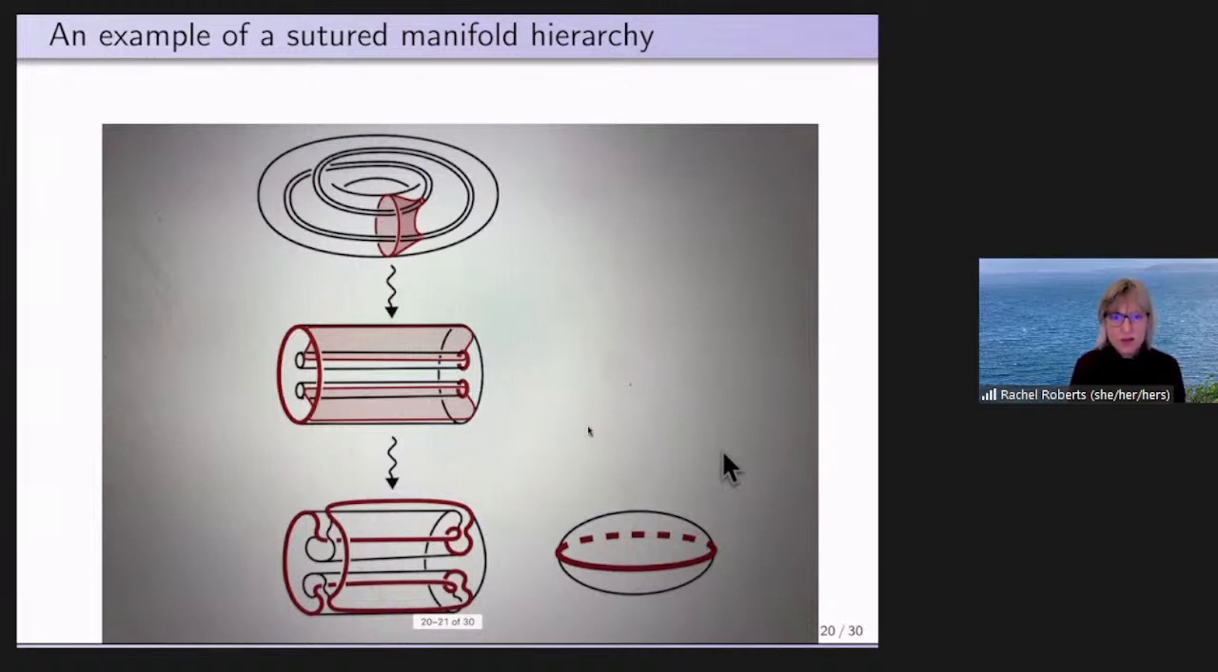And then the next game is just to cut open along an annulus. And if you cut open along the annulus and keep track of the suture information, what you end up with at the end is the picture you have on the bottom right, just a sutured product three ball. So D2 cross I with a single suture.